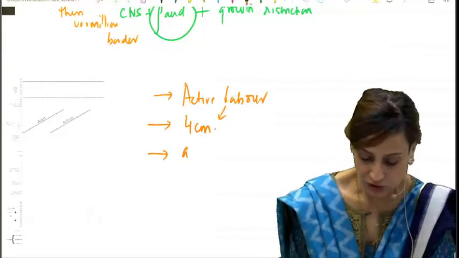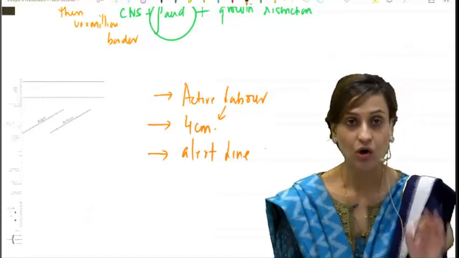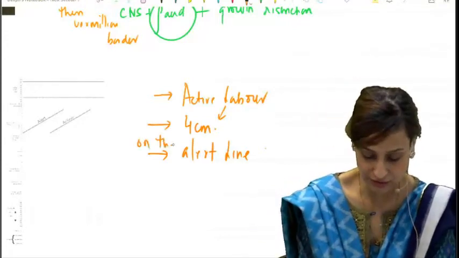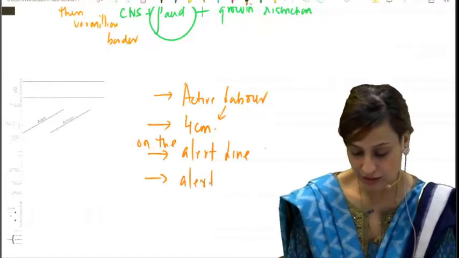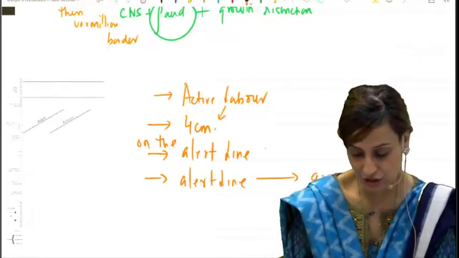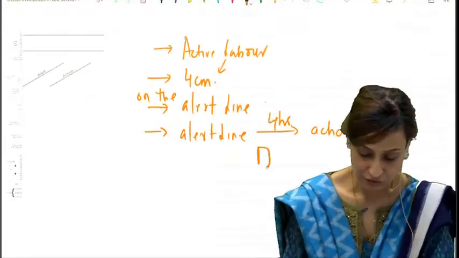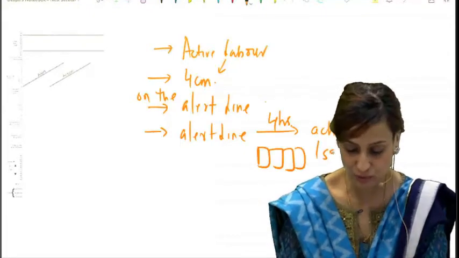Always start monitoring on the alert line. So it has to be on the alert line, right? Then you should know that the time gap between alert line and action line is 4 hours, right? So there will be 4 big squares between them. So 1 square is equal to 1 hour.